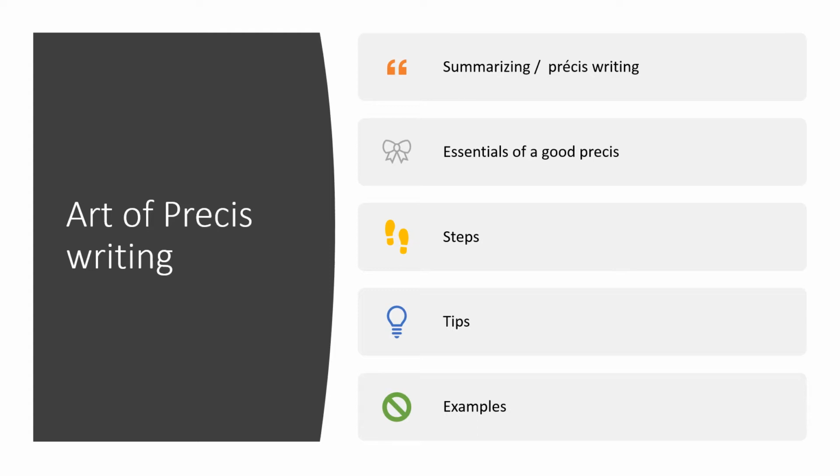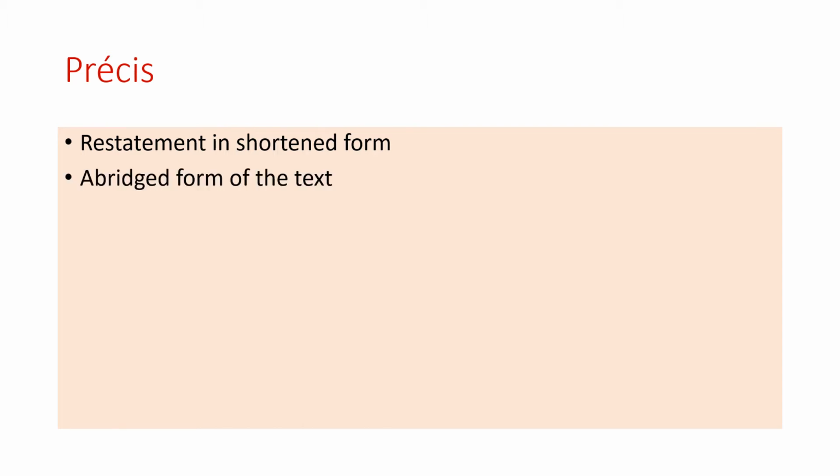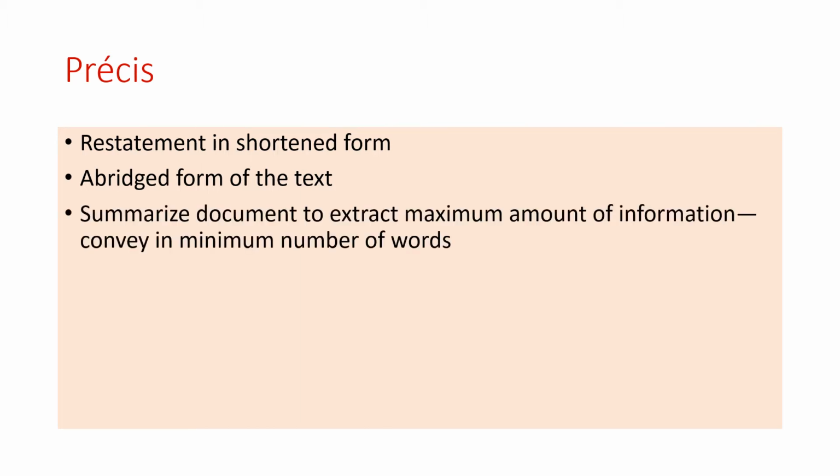Now, the very first question that comes to our mind is, what is basically a Precis? A Precis is a restatement in a shortened form. Or in other words, we can say a Precis is an abridged form of the text. In a Precis writing, we summarize a document to extract the maximum amount of information and convey it in the minimum number of words. And generally, 1/3 of the number of words is used or is written in a Precis.